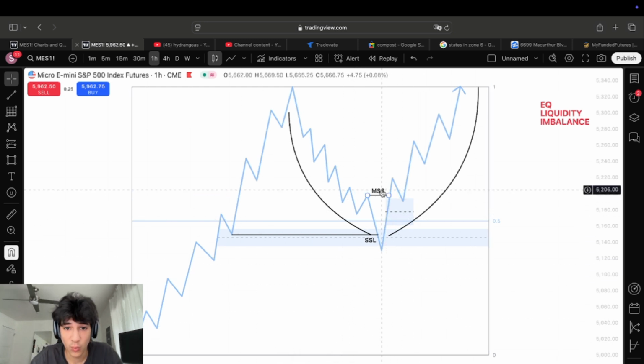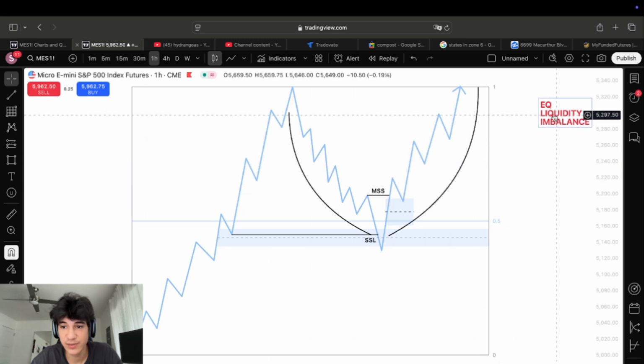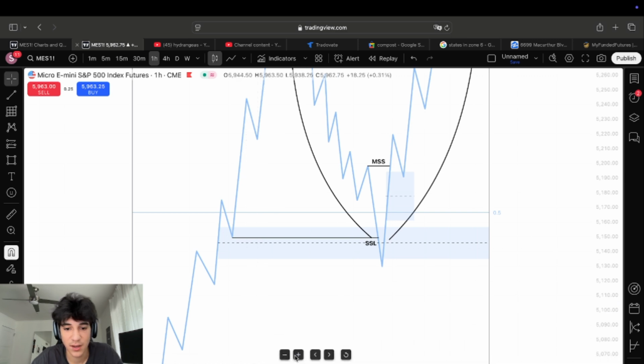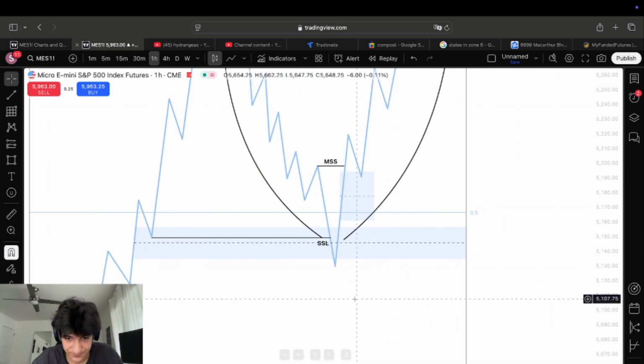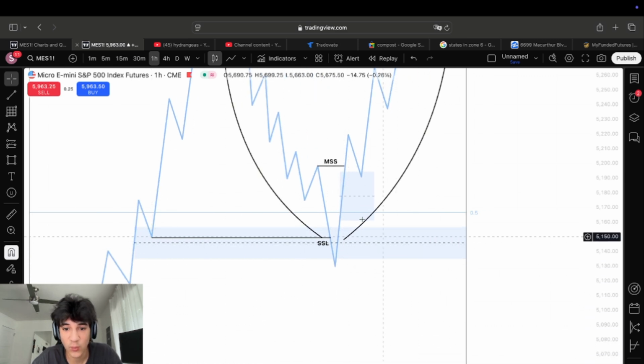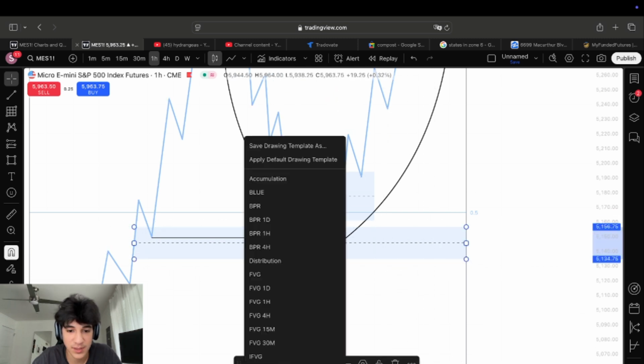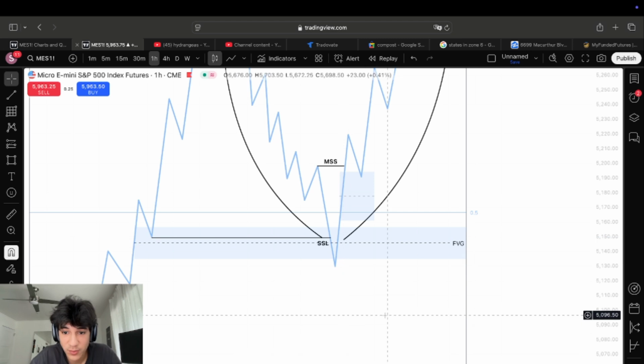So we can see that price returns into equilibrium, check. Price sweeps out sell side liquidity, right? We sweep out the sell side liquidity right here. And then as we sweep it out, we tap into an imbalance. And this imbalance will probably be a fair value gap, or it could be a BPR.